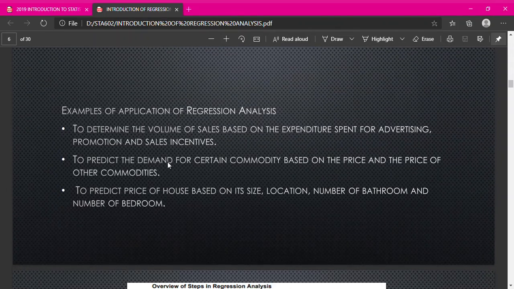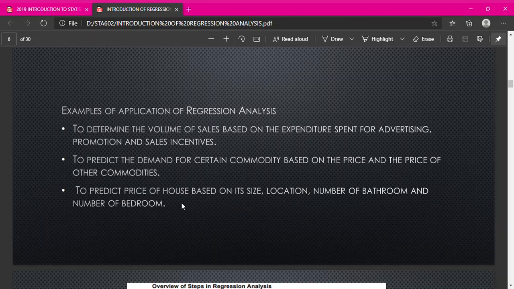Okay, another example adalah, let's say, to determine the volume of sales based on expenditure spent for advertising, promotion dan juga sales incentive. Okay, ini adalah application dia. So, Y dia kat sini adalah sales. So, kita boleh nak predict, determine the volume of sales based on the other variables. Kat sini adalah X. Sales adalah Y. Okay, yang kedua, to predict the demand for a certain commodity based on the price and the price of other commodities. So, daripada sini, kita dah boleh nak predict the demand. So, the demand is Y. So, kita boleh predict the demand. Bila kita ada equation nanti, equation Y equal to something, so kita boleh predict the Y variable.